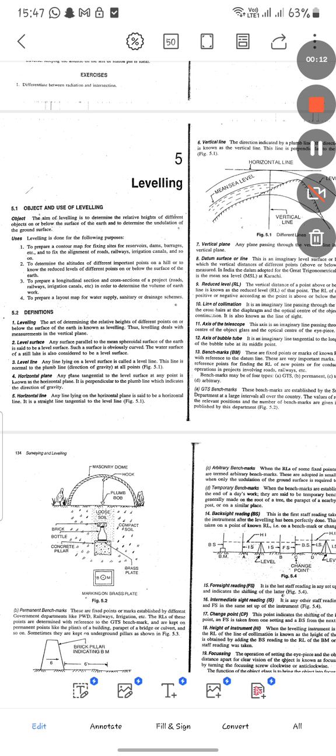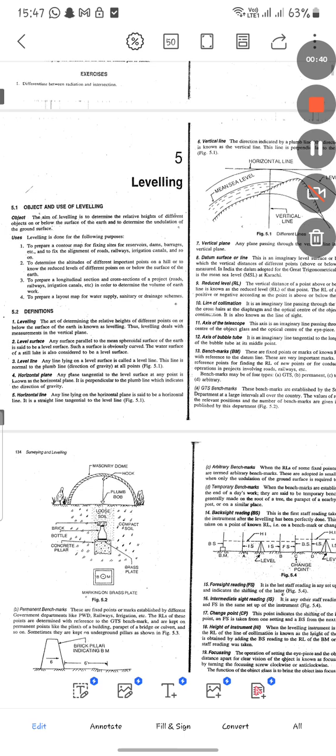Leveling. Object and use of leveling. The aim of leveling is to determine the relative heights of different objects on or below the surface of the earth, and to determine the undulation of the ground surface. We have the uses of leveling, the purposes of leveling.